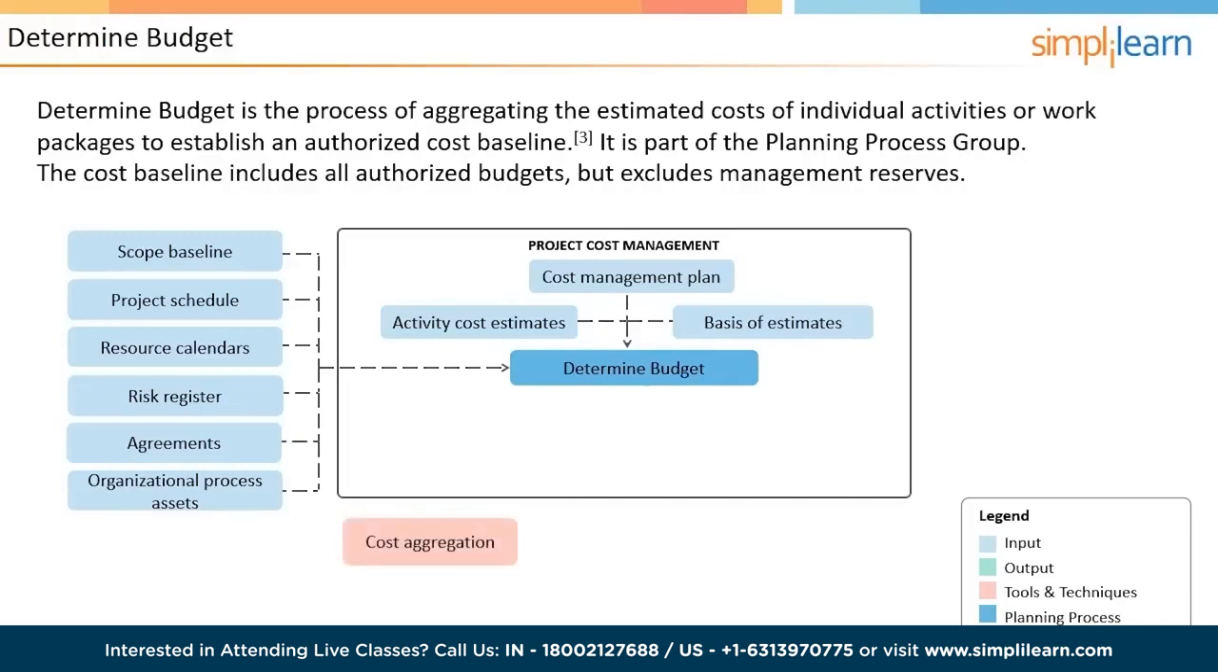Cost aggregation technique involves adding up the costs and aggregating them at the control account level so that the cost can be managed in a better way. In reserve analysis, once the costs are estimated, some extra amount is added to the estimate as a management reserve to take care of any unplanned activities.